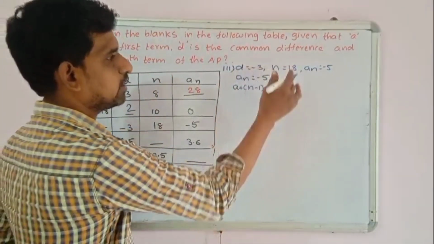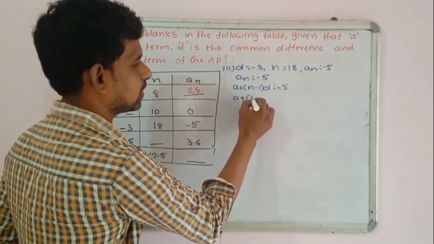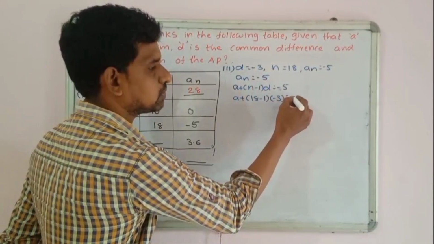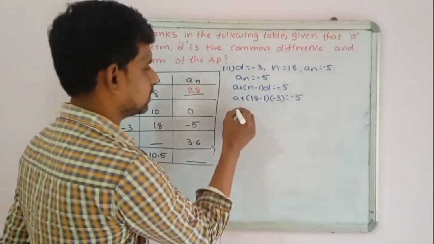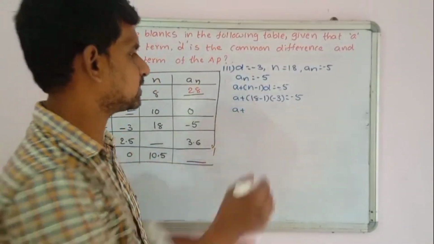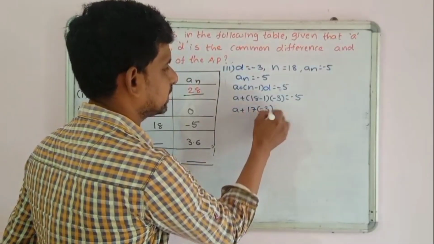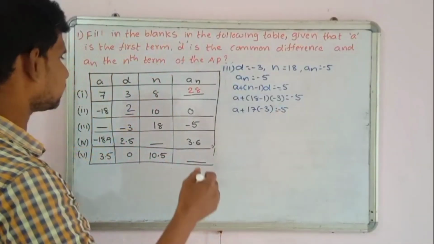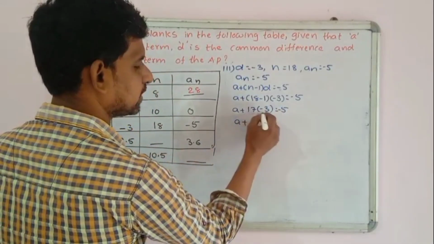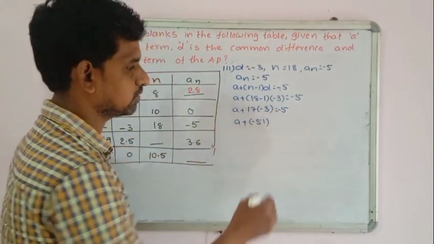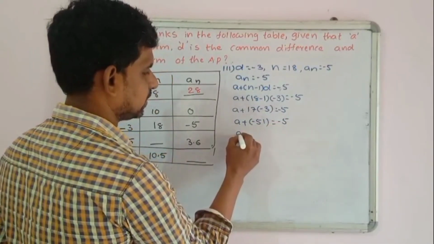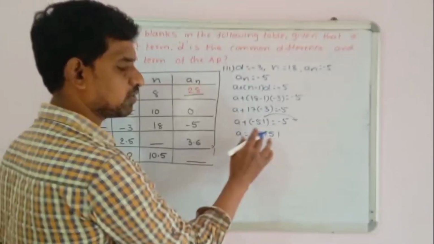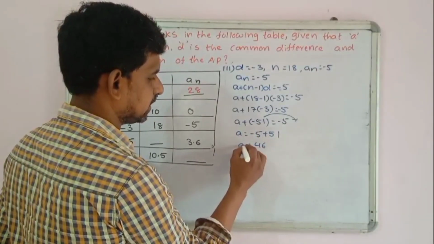So a value we don't know. n minus 1, so 18 minus 1, d value minus 3 equals minus 5. So a plus 18 minus 1 means 17 into minus 3 equals minus 5. So a plus 17 into minus 3 is minus 51, equals minus 5. So a equals minus 5 plus 51, transpose right side plus 51. So 51 minus 5 is how much? 46. a equals 46.